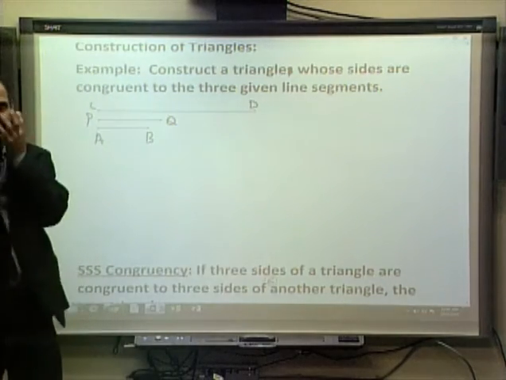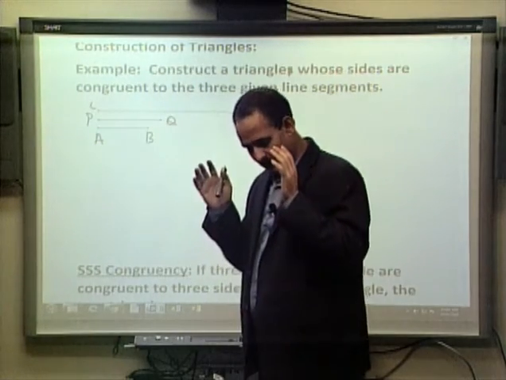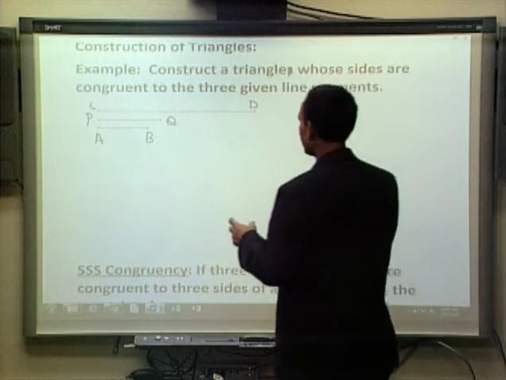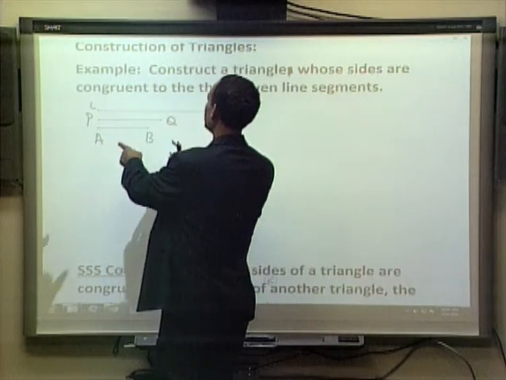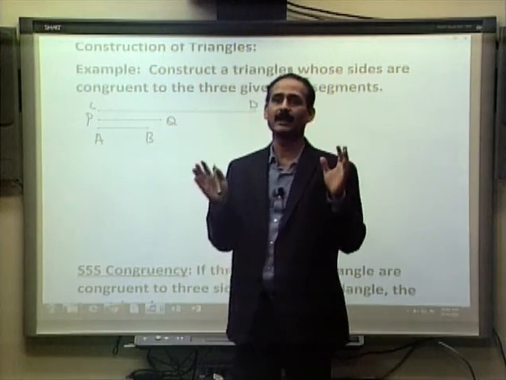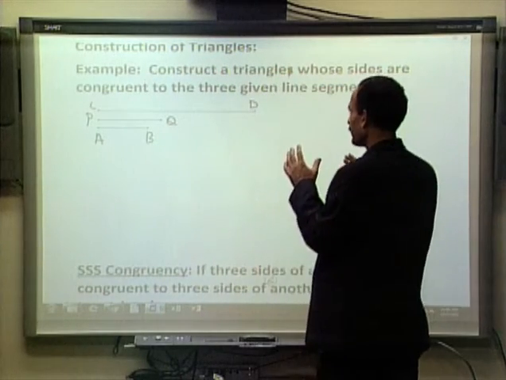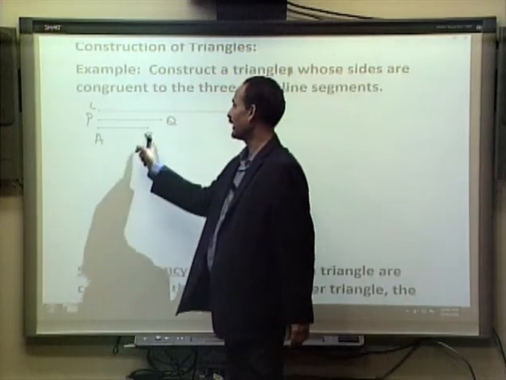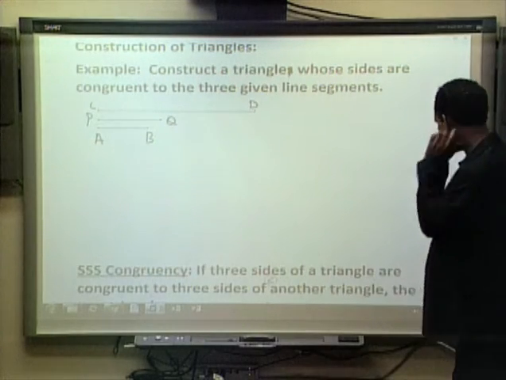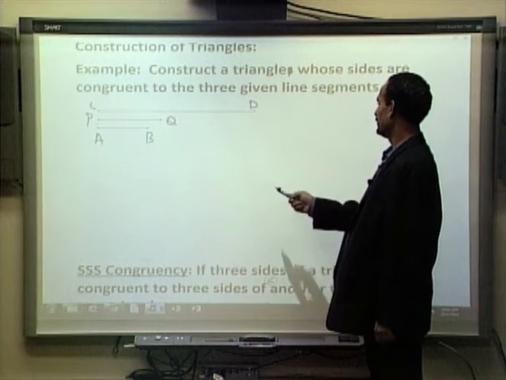We are given three line segments. We are trying to construct a triangle whose sides are congruent to AB, PQ, and CD. Sides being congruent means the lengths are equal. So, we are trying to construct a triangle whose sides have lengths equal to AB, PQ, and CD. In order to do that, using our ruler and compass, this is what we will do.